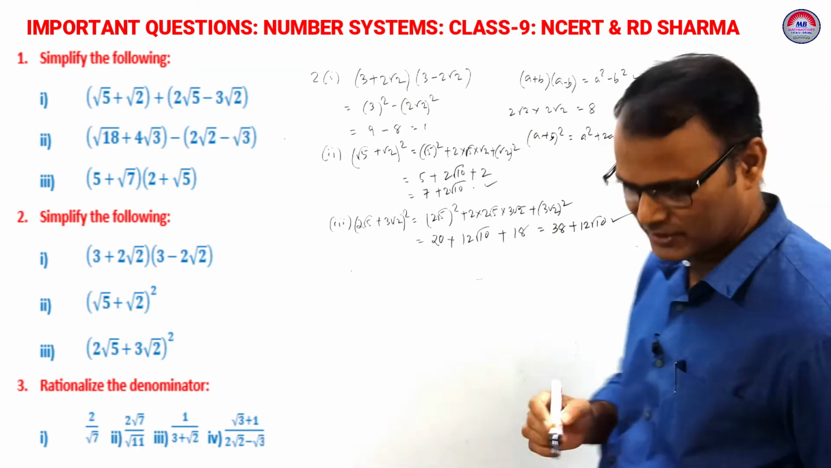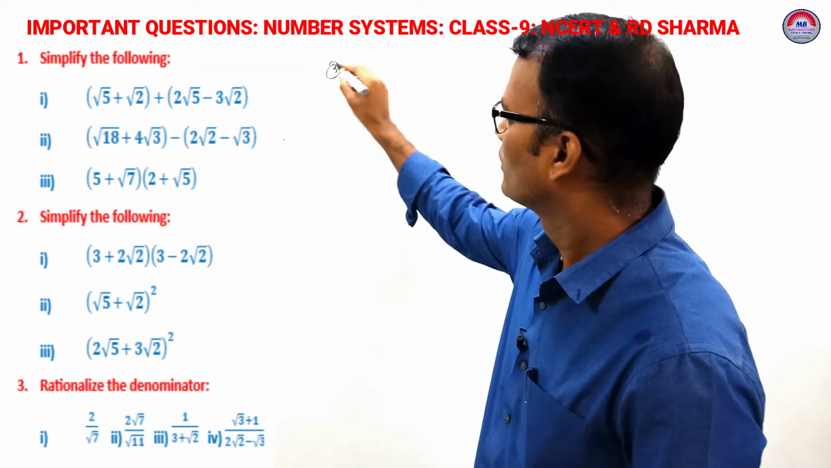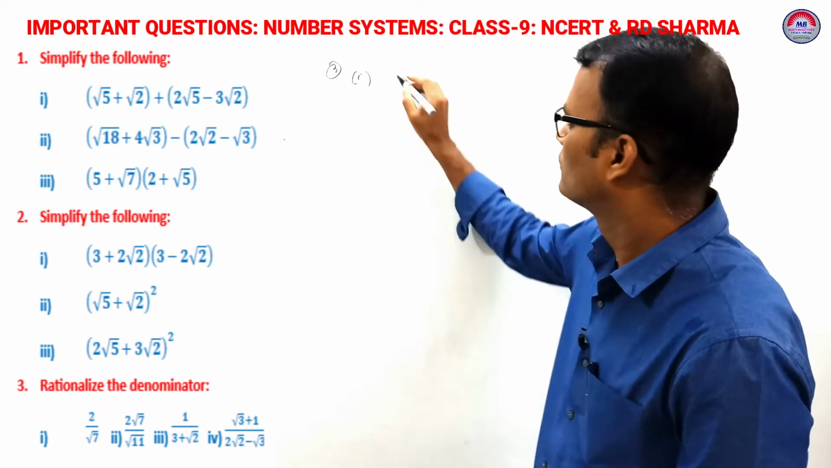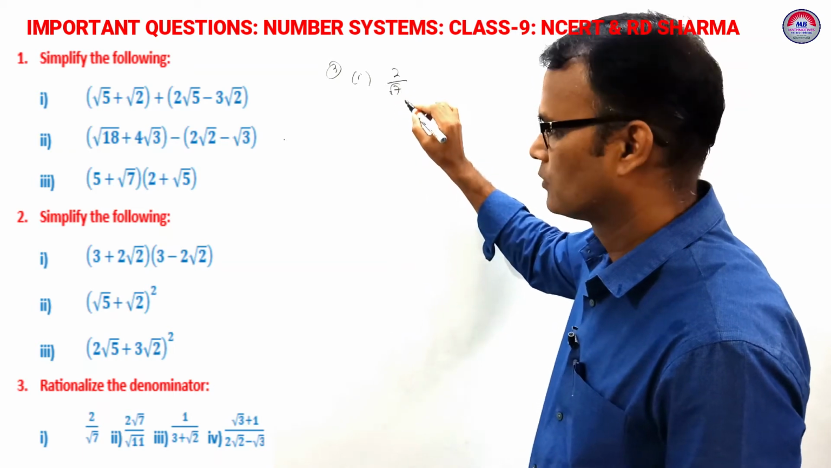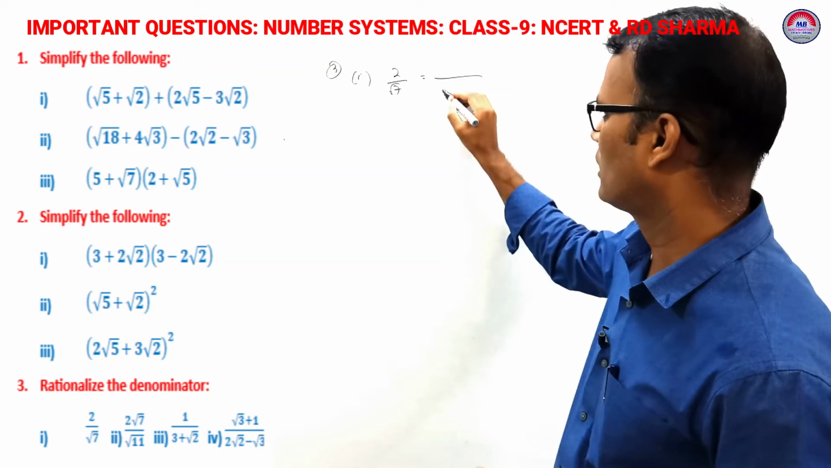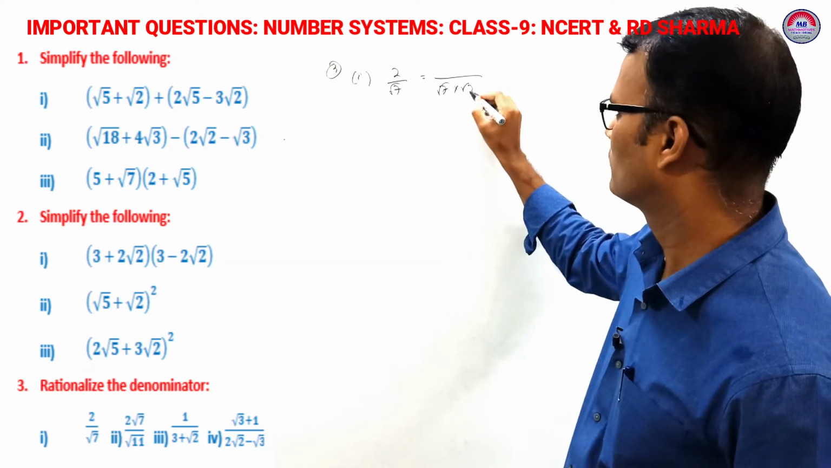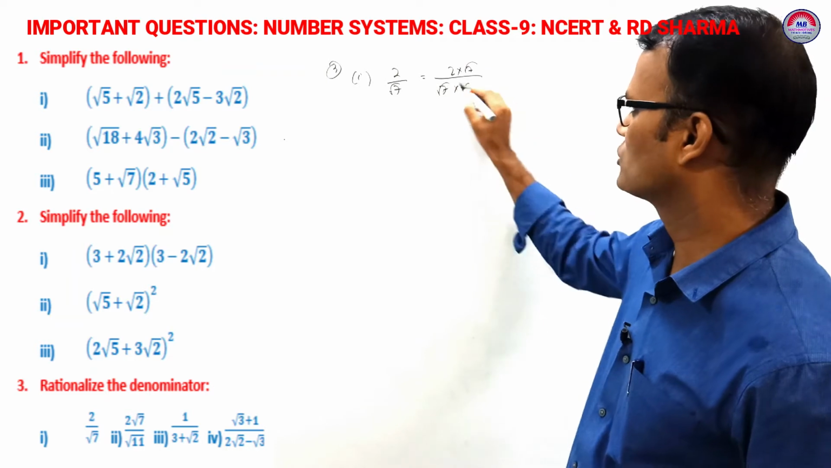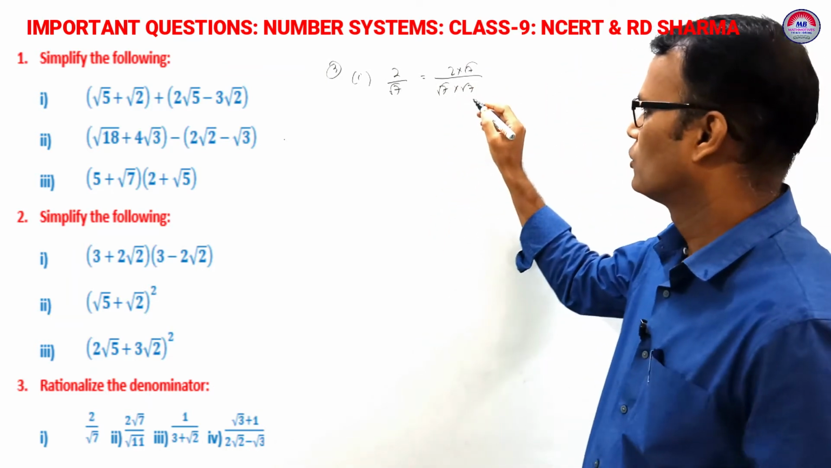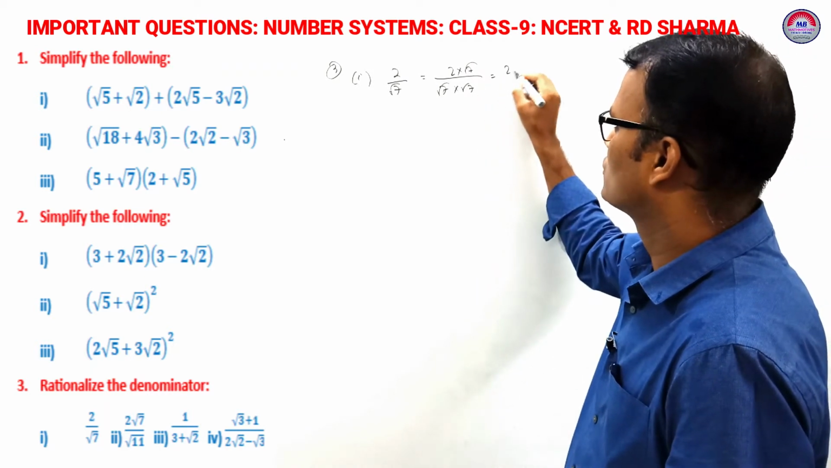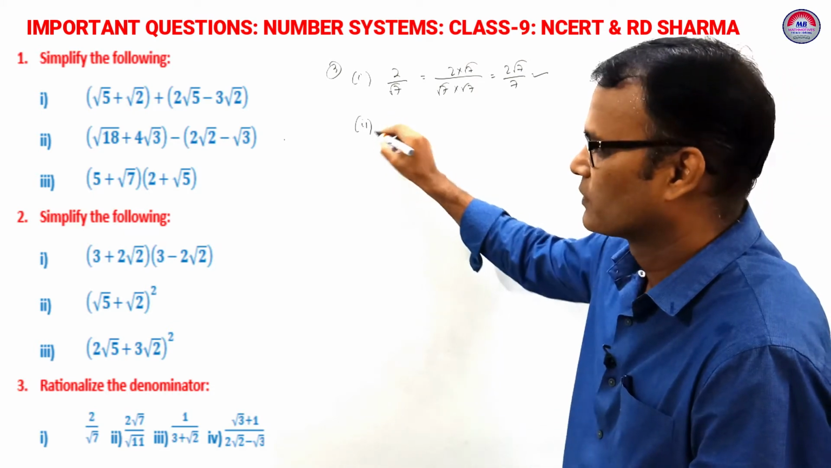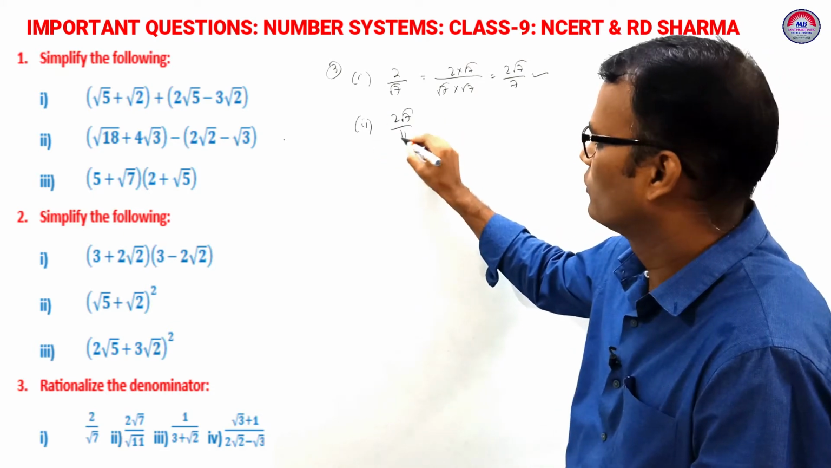Question number 3, bit 1: 2 by root 7. Rationalize the denominator. Okay, 2 by root 7. Now we have to multiply root 7 with root 7. Why? Because we have to rationalize the denominator. In the denominator it is root 7, so we have to multiply root 7 with denominator and numerator. So it is 2 root 7 divided by 7. That is the answer.